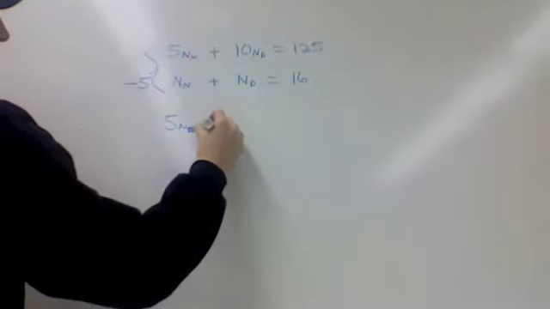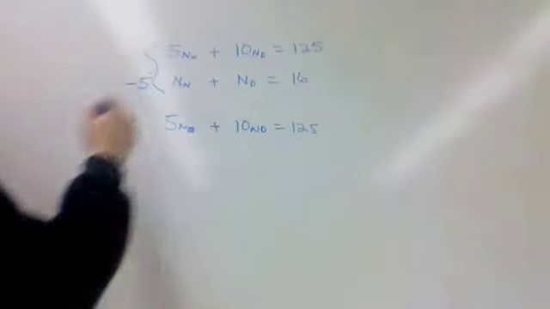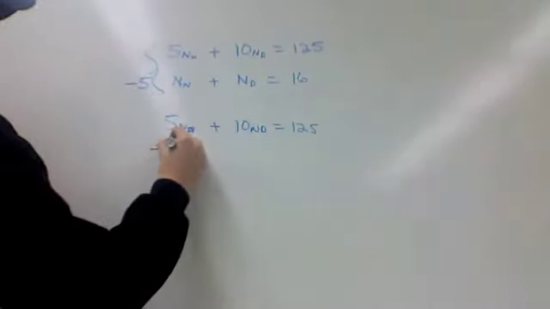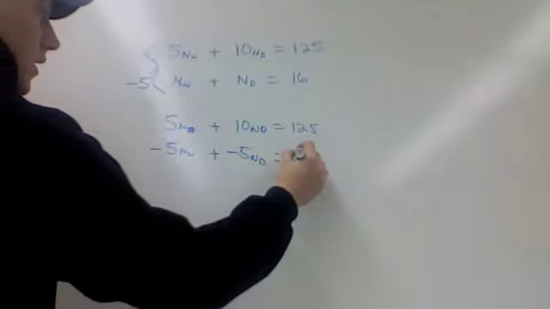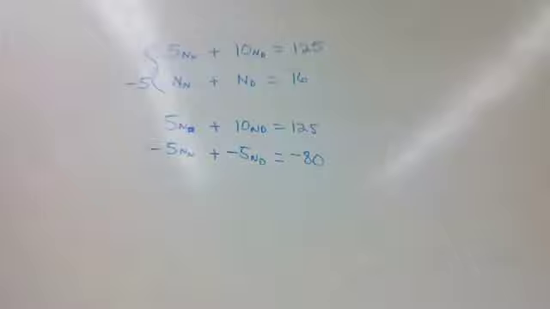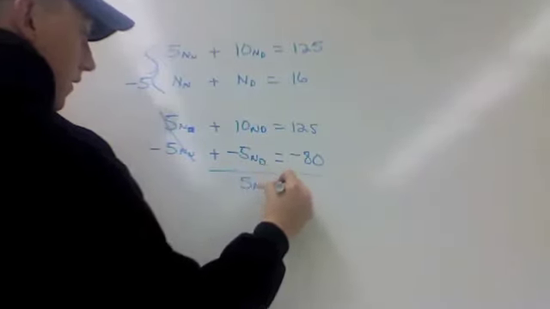So when we multiply the bottom by negative 5, let's go ahead and rewrite it. Oops, this is an n. Plus 10 nd equals 125. Then when we multiply the bottom here, we're going to get negative 5 n plus negative 5 nd equals negative 80. So now that we've got that, we see that we can cancel out here, and we're going to be left with 5 nd equals, and then we subtract 125 minus 80, and we're going to get 45.